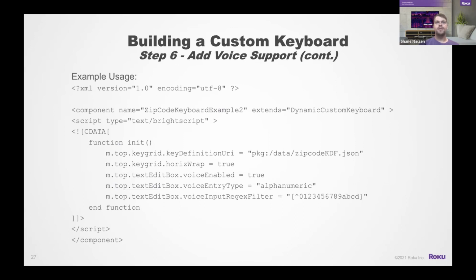So here's an example of a zip code keyboard that extends a dynamic custom keyboard. You can see we set a custom zip code KDF file, and we set voice enabled to be true. Because this is international, and let's say England, you have zip codes that are not just numbers. They can also have A, B, C, or D in their postal code. So we set a voice entry type of alphanumeric, which is the best for entering letter by letter, but still supporting the full alphabet. As a further refinement, we set a regex filter, which limits the letters spoken to just A, B, C, and D. So you wouldn't be able to input an invalid postal code with, say, Z. You have the full numbers, and A, B, C, and D are the only letters allowed.